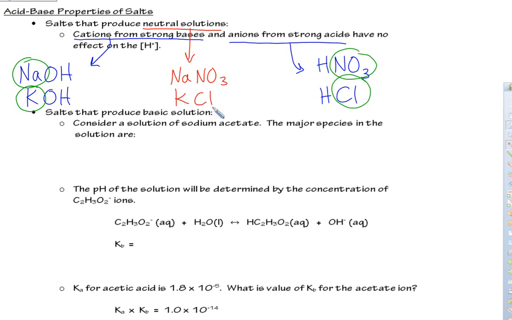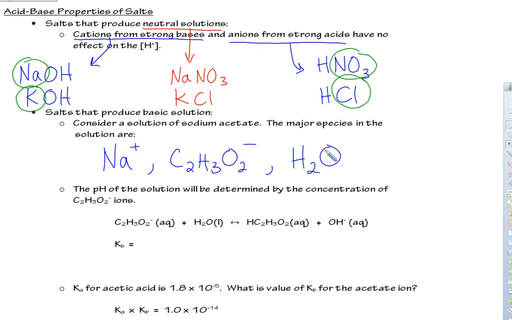Okay, so now let's think about solutions that might be slightly basic. Salt solutions that might be basic. A good example is something like sodium acetate. In a solution of sodium acetate, the major species would be sodium ions. Anything with sodium is 100% aqueous, so the sodium and acetate would completely dissociate, forming Na+ and C2H3O2 minus, and if it's in solution, there's obviously water present.